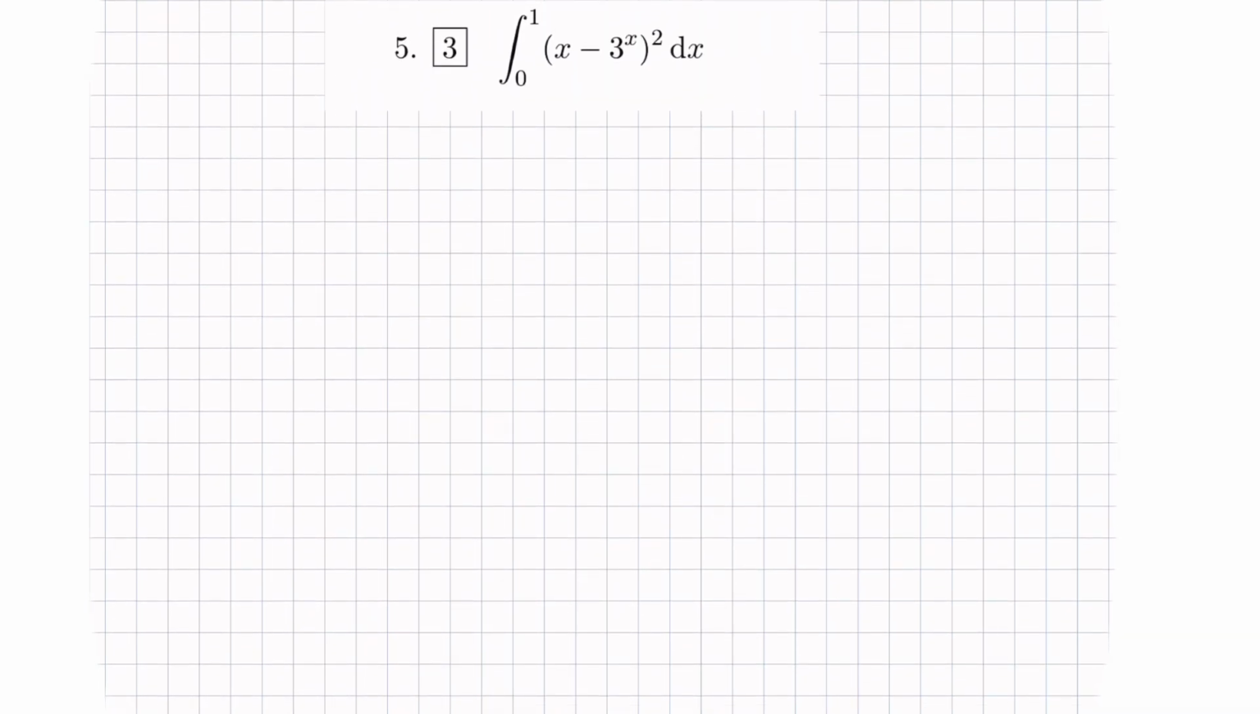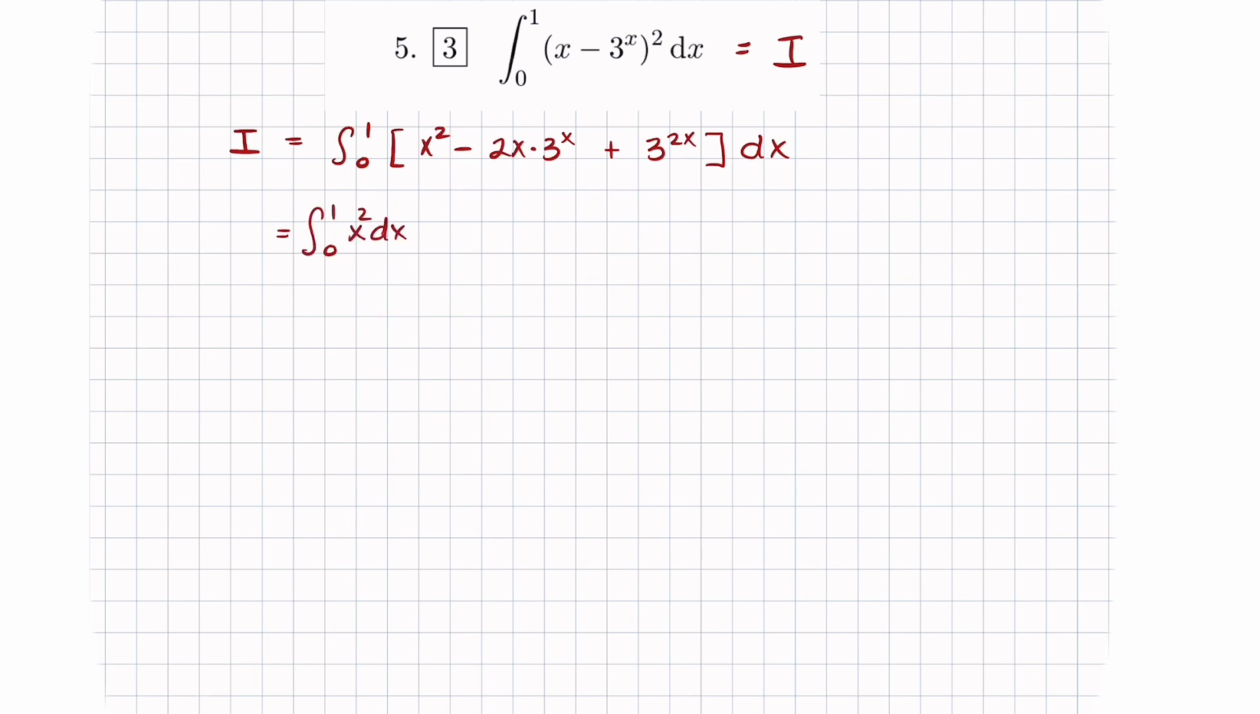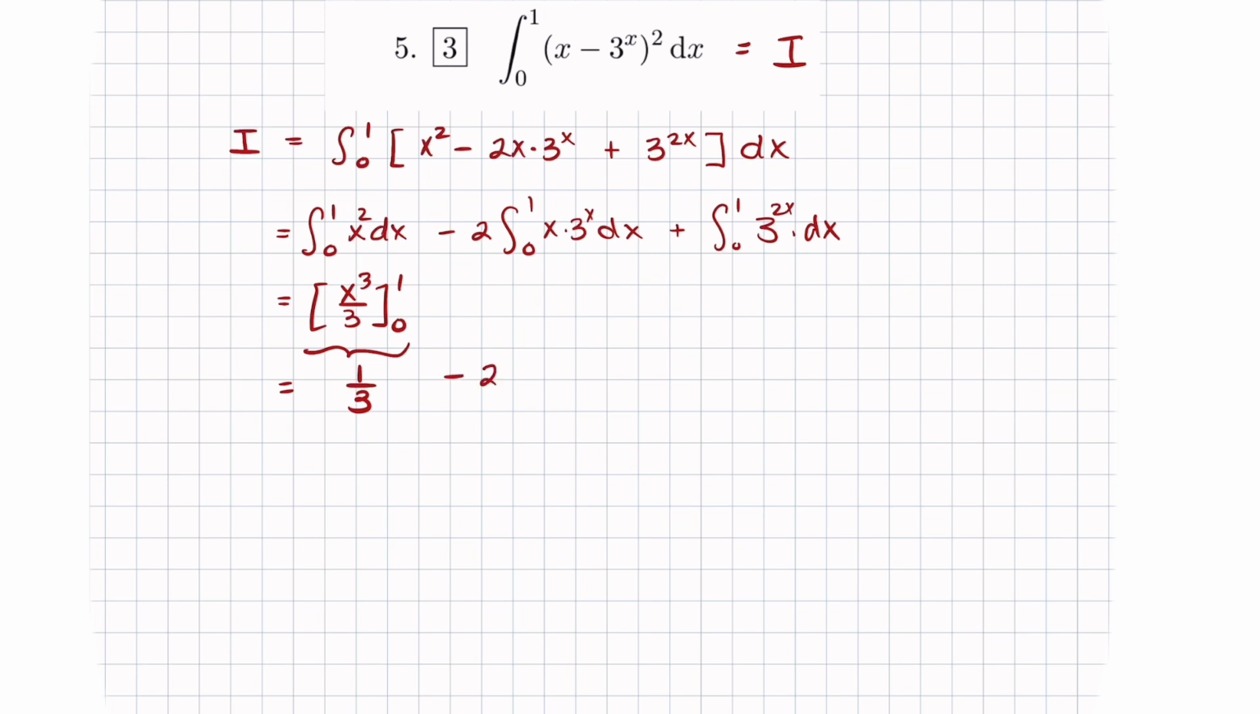Number 5. The integral from 0 to 1 of (x minus 3 to the x) quantity squared dx. So this one's going to be an interesting one. We're going to expand out that binomial squared, and we'll get the integral of x squared minus 2x times 3 to the x plus 3 to the 2x power dx. And by linearity of integrals, we can separate that into 3 separate integrals and evaluate them separately. The first one, a straightforward integral of x squared, becomes x cubed over 3, evaluated from 0 to 1, which is going to give us 1/3.